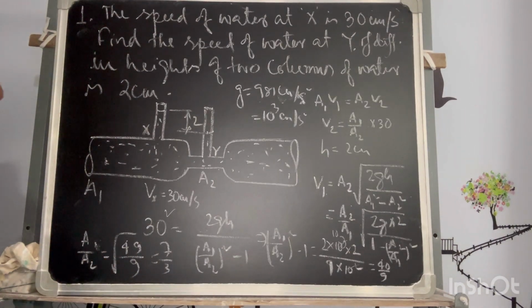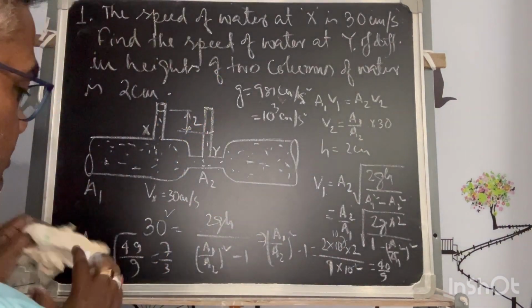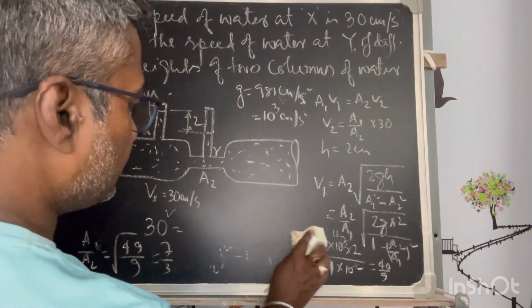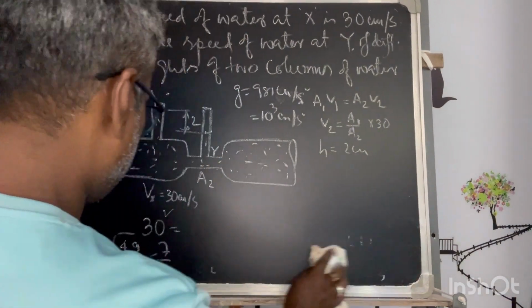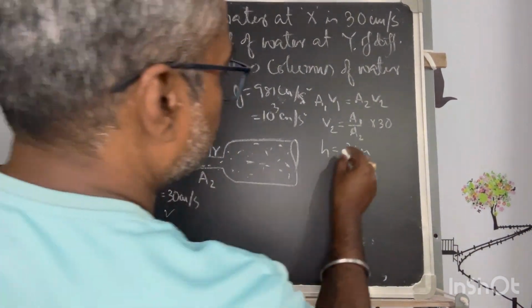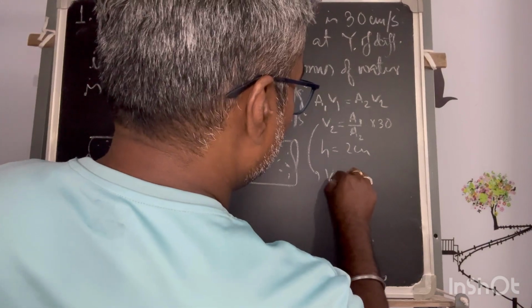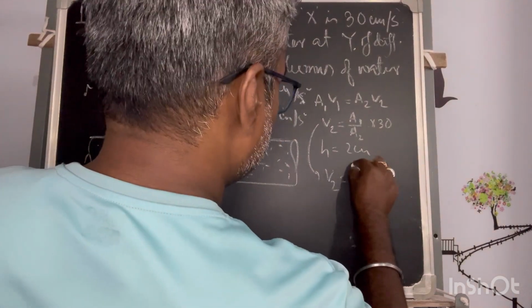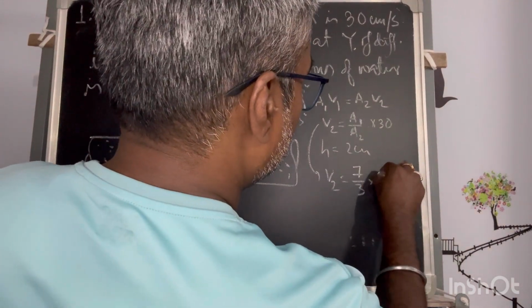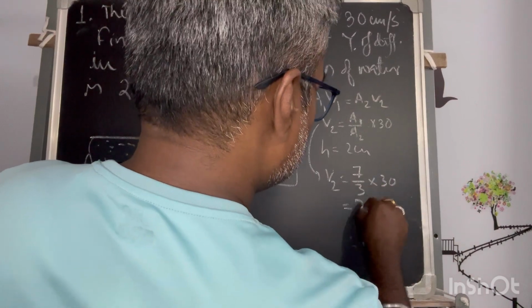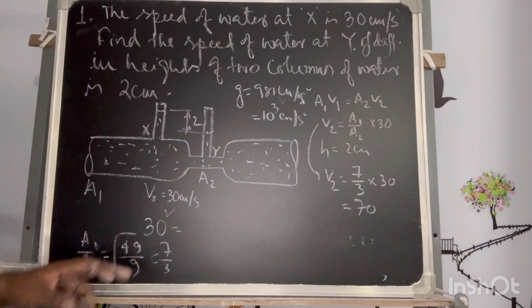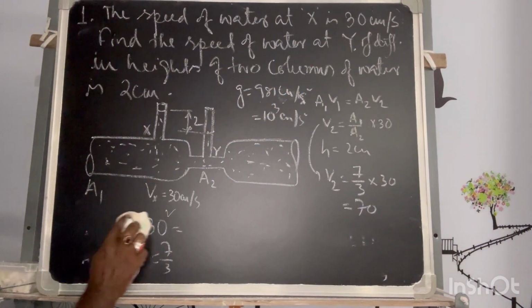Ultimately A1 by A2 is equal to 7 by 3. Now if this is the case, we'll find A1 by A2, 7 by 3. If we put here, we'll get V2. This is equal to A1 by A2, means 7 by 3 into 30. So that means 70. V2 is 70. Velocity we can find here.